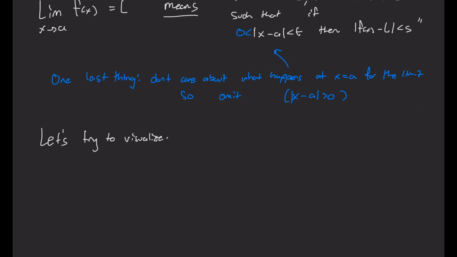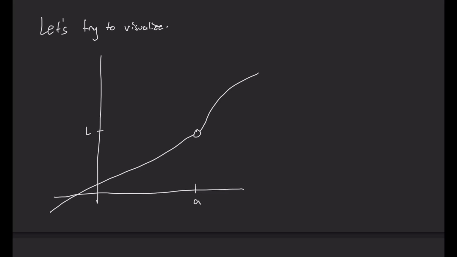Okay, so let's try to visualize this. I'm going to draw a graph, and let's put a hole in it at some point at x equals a. And let's say the value of that hole is our limit. So the definition suggests that we should start by picking a small number s, and we want that to be small so that we get f of x to be close to L. Okay, so that means that the absolute value of f of x minus L should be less than s.